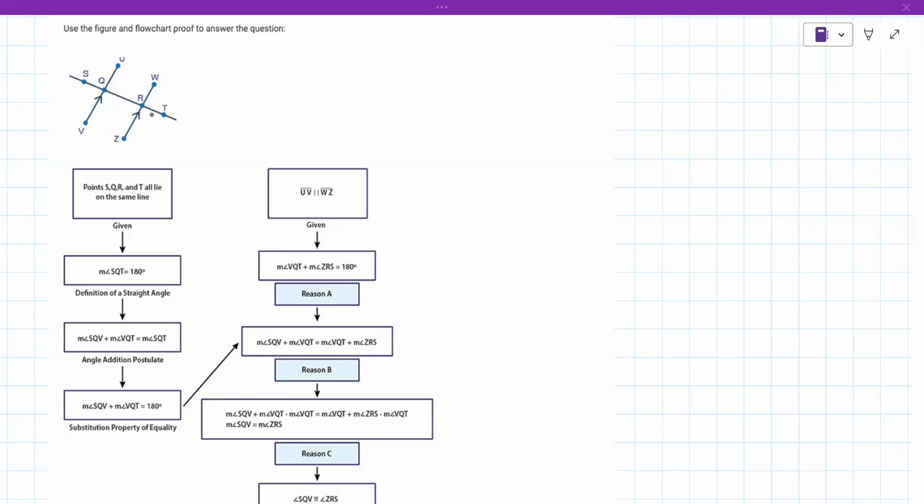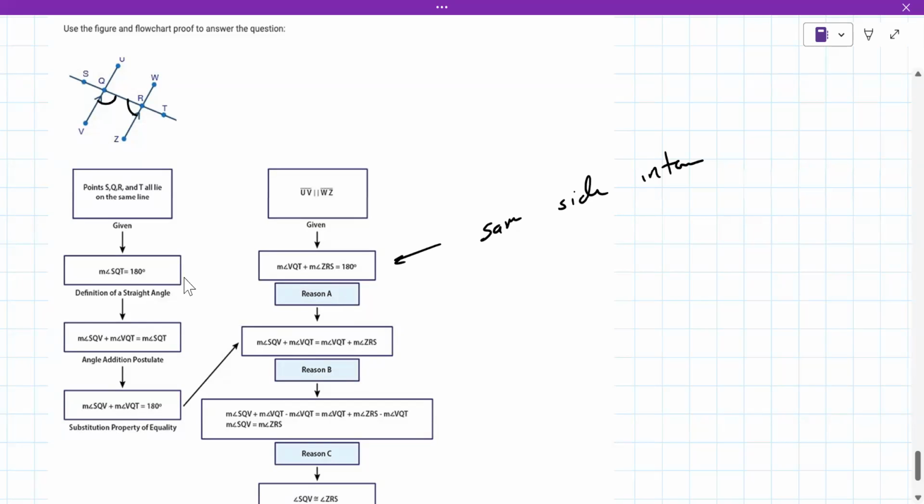So this one here is VQT and ZRS. These are called same side interior. Same side interior, so they add up to 180. And the reason is that it adds up to 180 because they're same side interior. But what they're saying is since they add up to 180 and these add up to 180, you can set them equal to each other.